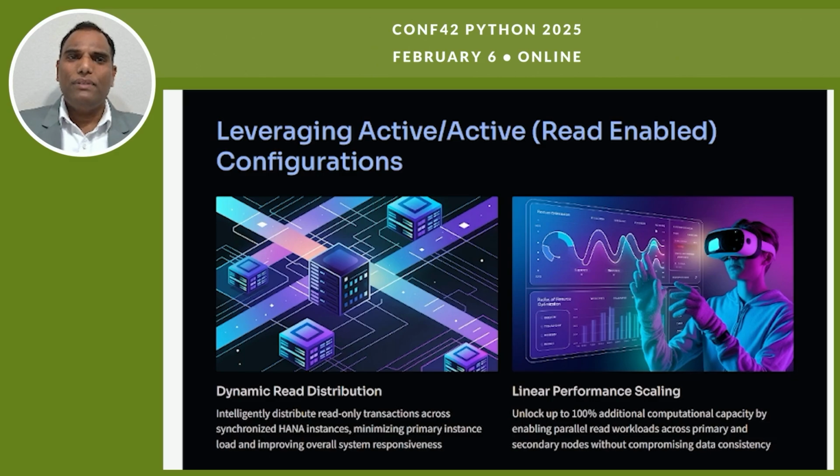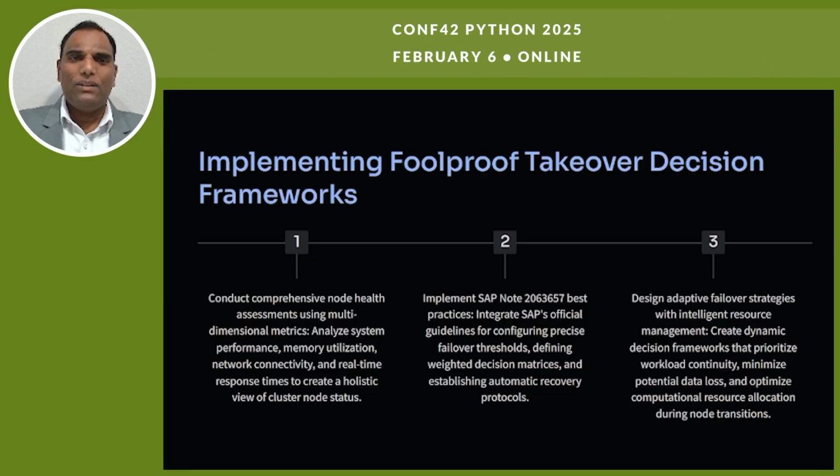Here we will see how we can leverage proactive read-enabled configurations. Dynamic read distribution intelligently distributes read-only transactions across synchronized HANA instances, minimizing primary instance load and improving overall system responsiveness. Next one is linear performance scaling. Unlock up to 100% additional computation capacity by enabling parallel read workloads across primary and secondary nodes without compromising data consistency. Here we'll see how to implement foolproof takeover decision frameworks.